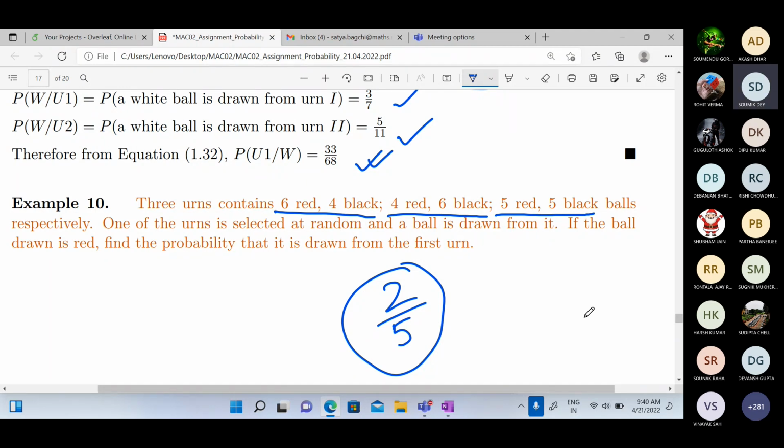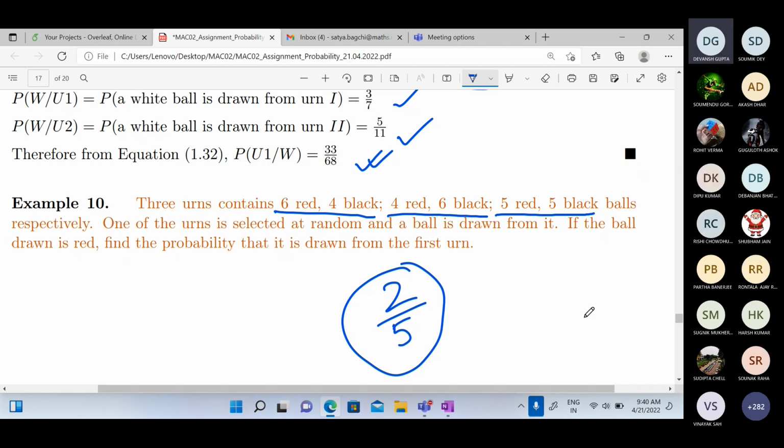Sir, that will be the same reason. The only change will be 1 by 3. Good. The 1 by 3 also gets eliminated, since it appears in the upper side and the down side and gets cancelled. So it doesn't matter whether we write 1 by 3 or not. And the denominator is also the same, 10. That will also be cancelled.